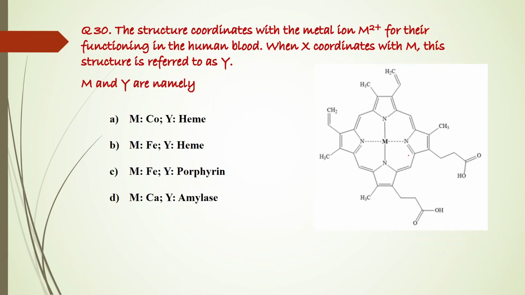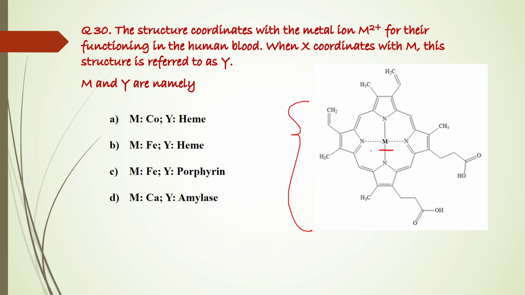Okay, let us move to the next one. It states the structure coordinates with the metal ions M2 plus for their functioning in the human blood. So here is your M. For this whole structure to function, it has to react with this M2 plus. When X coordinates with M, the structure is referred to as Y. M and Y are what?